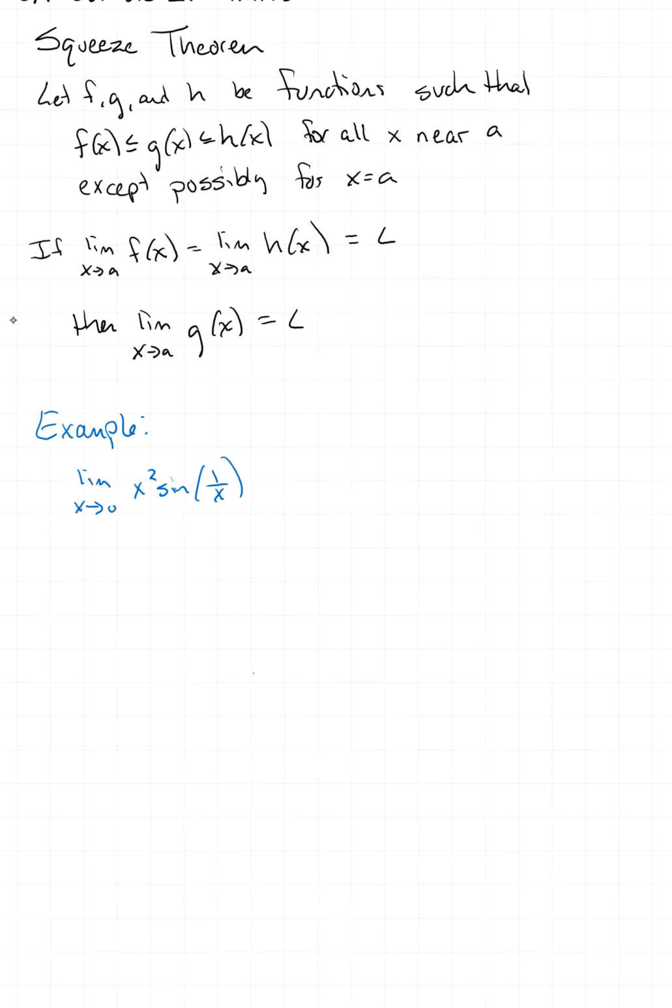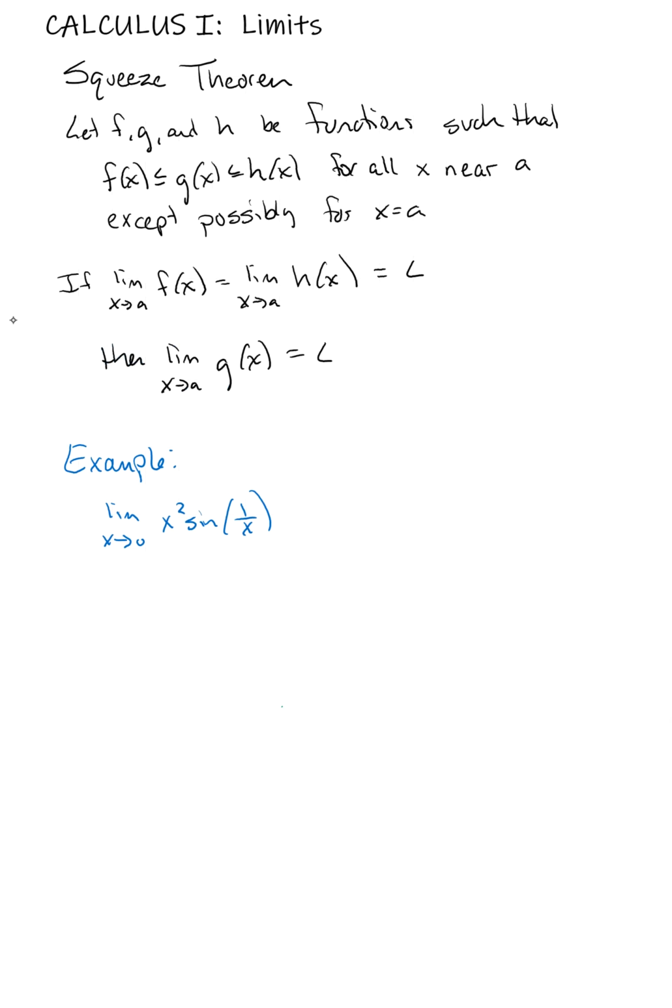So to start off with, let's just start with something simple. I know that sine is bounded by -1 and +1. So sine of 1 over x is also bounded by -1 and +1. So -1 is less than or equal to sine of 1 over x, which is less than or equal to 1.